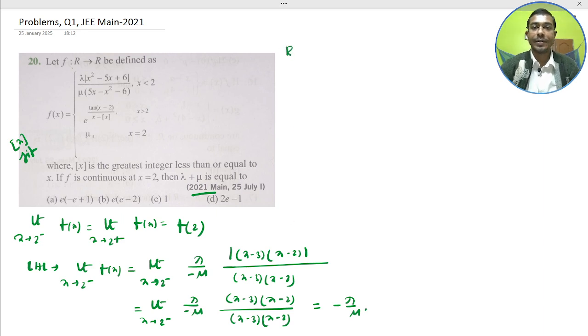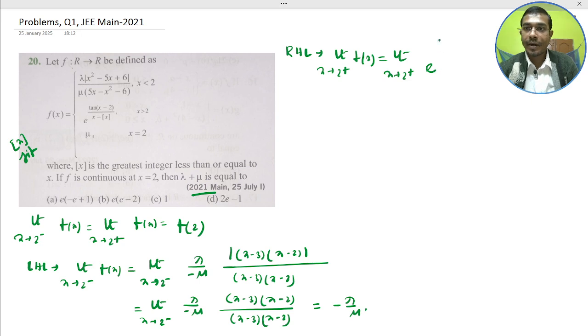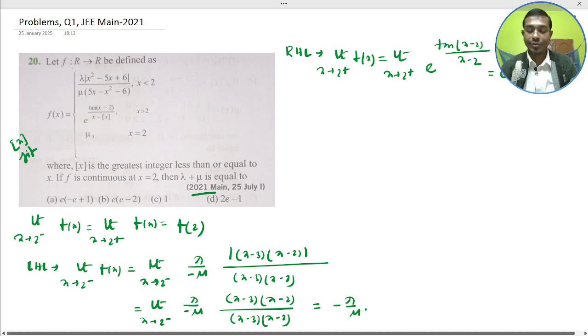Next, the right hand limit: limit as x tends to 2 plus of f(x) is equal to the limit as x tends to 2 plus of e to the power tan(x minus 2) divided by x minus 2, which is equal to e, because limit as x tends to 0 of tan x by x is 1. Use this formula.